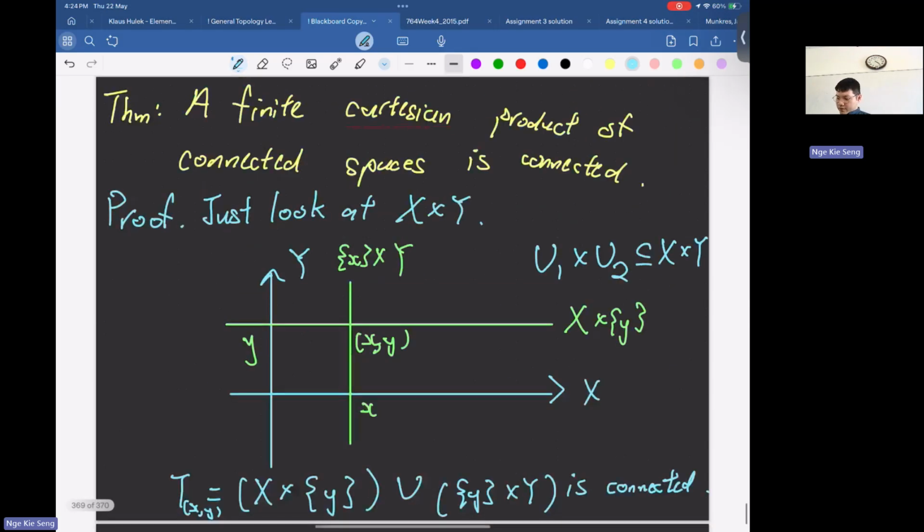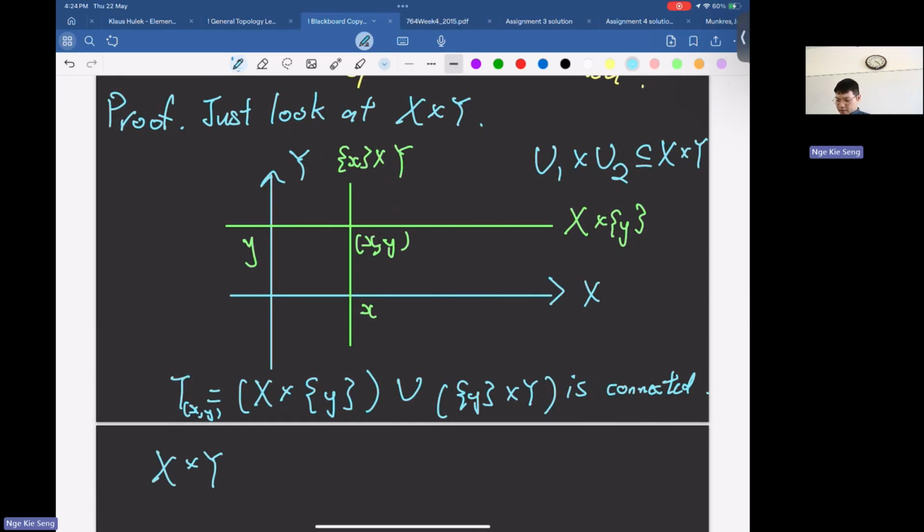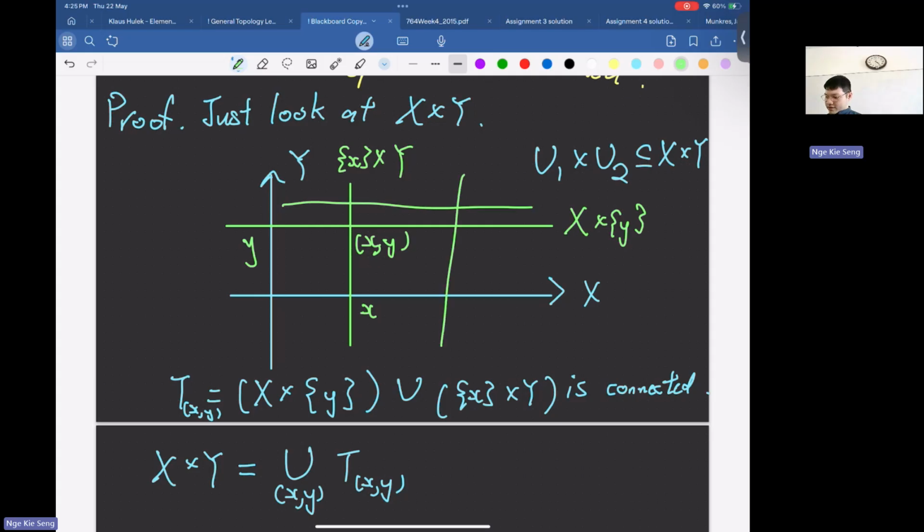Yes, (x, y) can be any point. So basically, X cross Y is actually the union of all these T shapes, right? But all these T shapes also have intersections. If you think about it, actually all these T shapes have intersections.